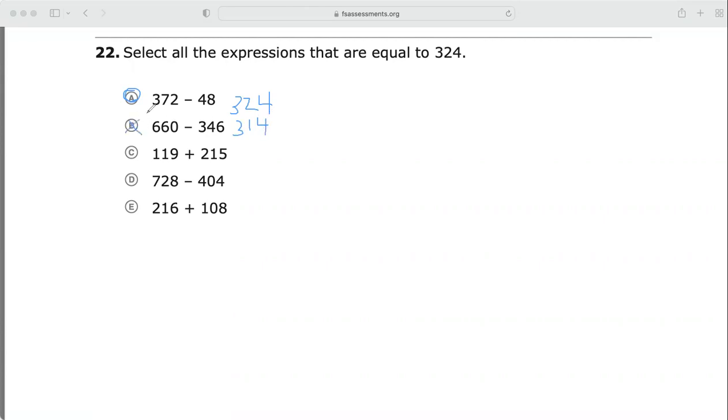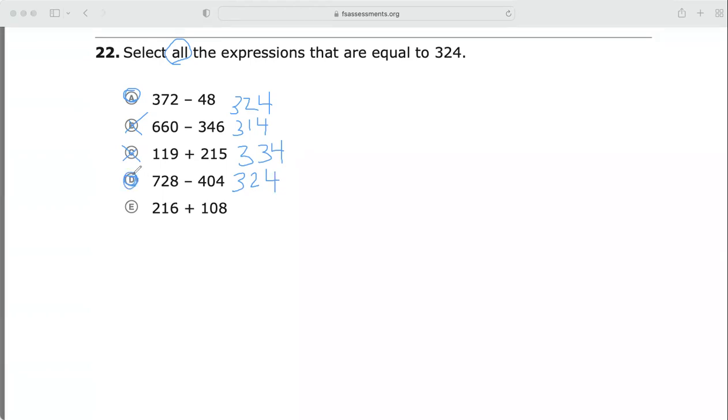And remember, in questions like this where it says select all, it means there's more than one answer. Okay, answer C, 119 plus 215. That is 334. I'm going to double check my math really fast because I tend to make mistakes. Okay, so that is not the answer because it's 334. Answer D, 728 minus 404. This one is equal to 324. So answer D is also a correct answer.